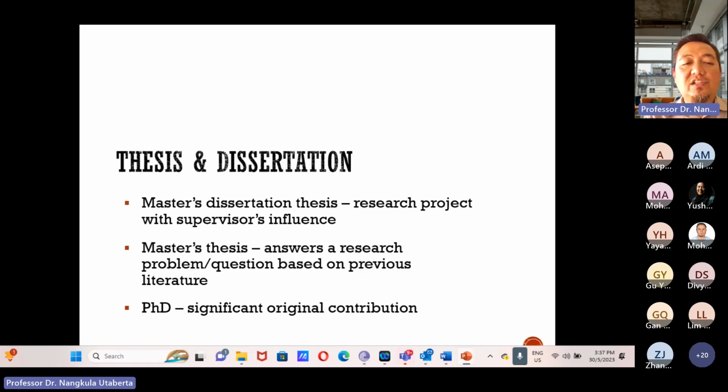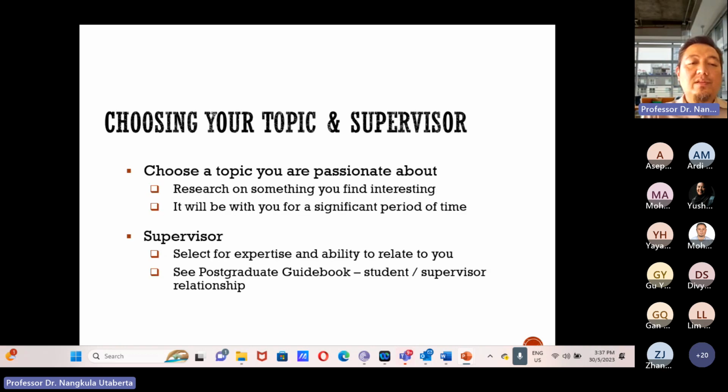Master dissertation thesis. So there's a research project with supervisor influence. A master thesis answers a research problem or question based on the previous literature. So I think a master thesis is very direct, straightforward, and of very small scope. But in a PhD, the most important thing is the significant and original contribution. I think that's the most important question when we talk about the quality of the research itself.